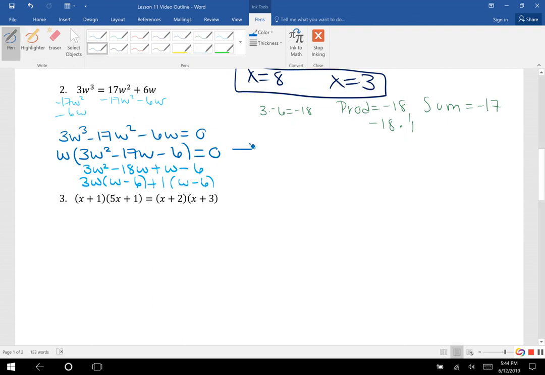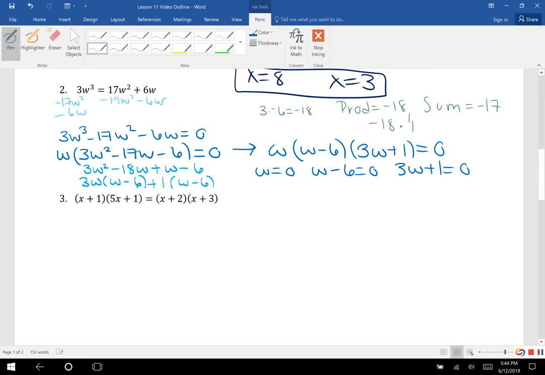We still have the GCF. We'll take that w minus 6, pull that out front, and now we're left with a 3w plus 1. And all of that equals 0. So we actually have 3 factors here, and so I'm going to set each of these factors equal to 0. That GCF w could equal 0, w minus 6 could equal 0, or 3w plus 1 could equal 0. Okay, so w equals 0, w equals 6, or with that third one, we would subtract the 1, divide by 3, so w could equal negative 1/3.